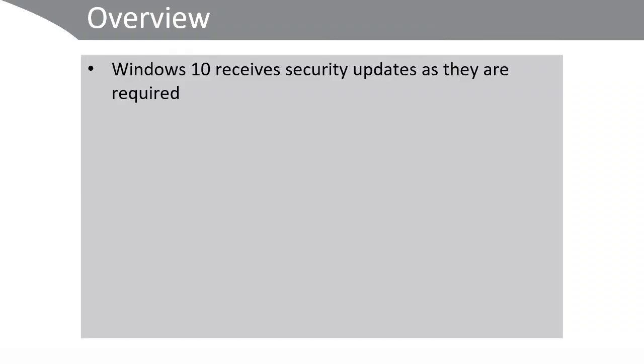Windows 10 receives security updates as they are required. These could be as frequently as every day. Feature updates are released twice a year. They tend to be named after the time at which they were released. So for example, this course is based on Windows 10 1703, for the year 17, the month 03.